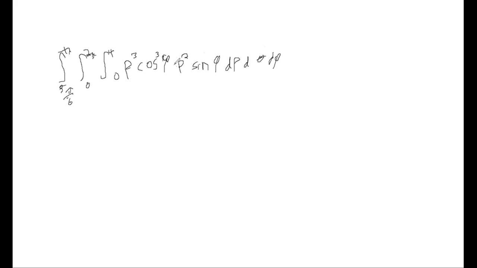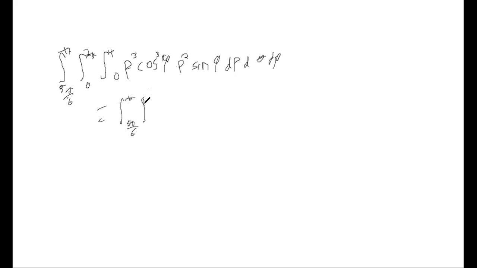Now integrating with respect to rho is relatively easy. We can do that one pretty much for free. What we're going to get is rho to the 6th over 6. 4 to the 6th is 4,096. Don't ask why I know that off the top of my head. Powers of 2, baby. So we're going to get 4,096 over 6, which is the same as 2048 over 3. So we get 5 pi over 6 to pi.